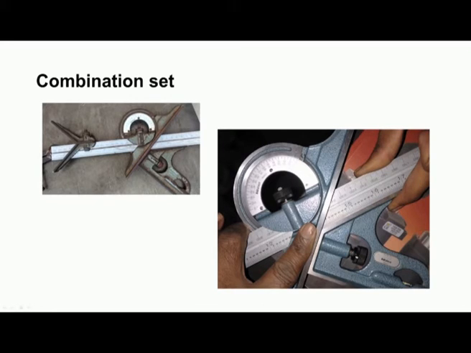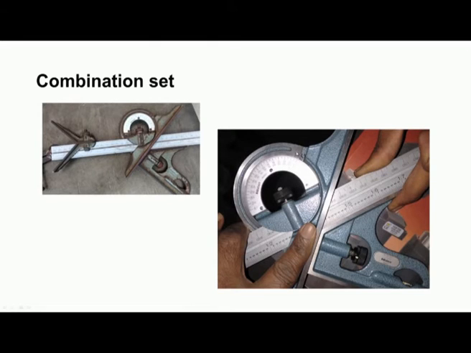Now, what we have to do is insert the workpiece whose angle is to be measured. For example, this is the workpiece. The angle between this particular surface and this particular surface we want to measure. The workpiece is placed between the steel rule and the blade, and there should be intimate contact between the workpiece surfaces and the blade surfaces, and then we take the reading of the protractor.